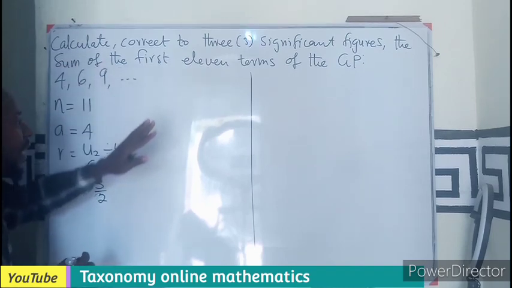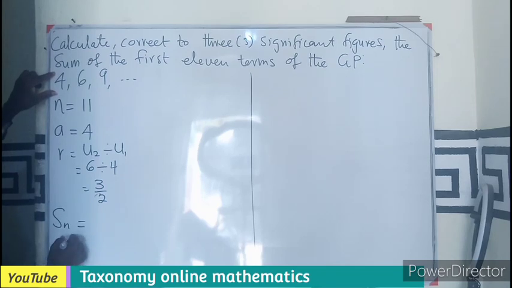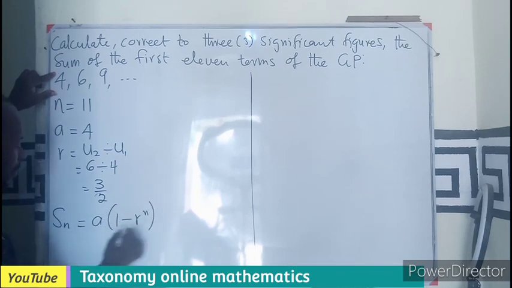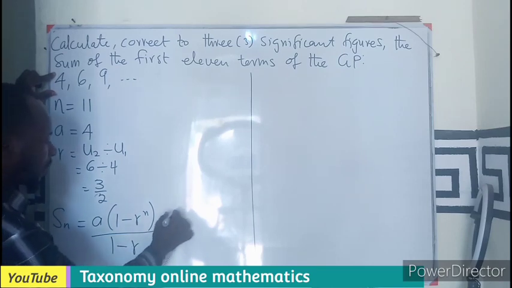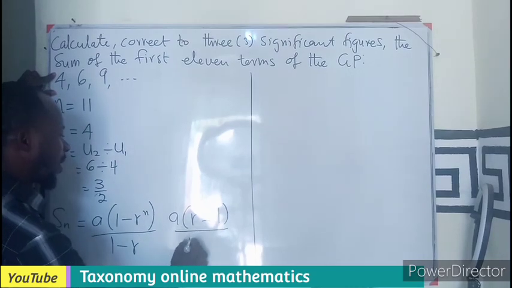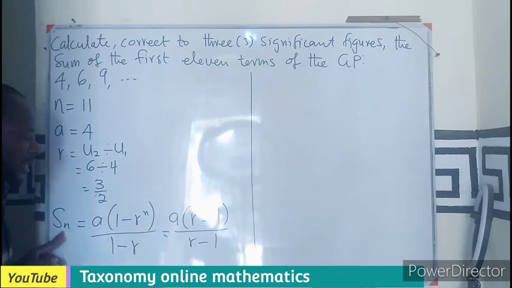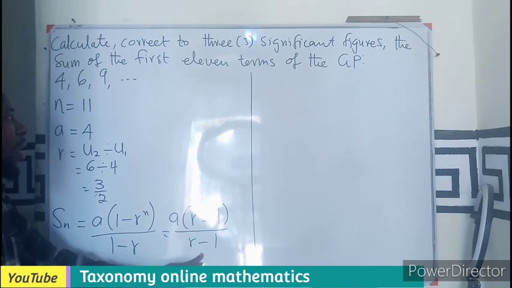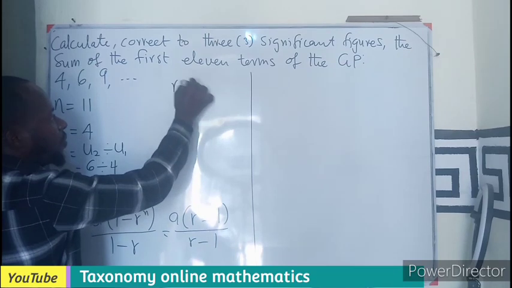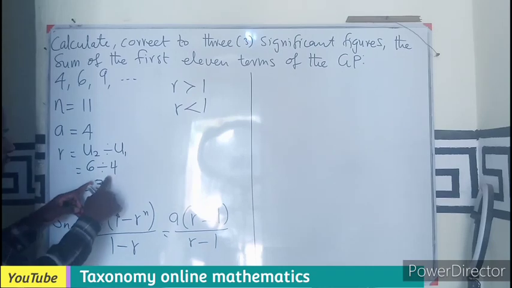So all that we need, we have, because the formula says that Sn equals a(1 - r^n) over 1 - r, or a(r^n - 1) all over r - 1. I mean, this is equal to this or this. Now, we can either use this or this depending on the value of r.